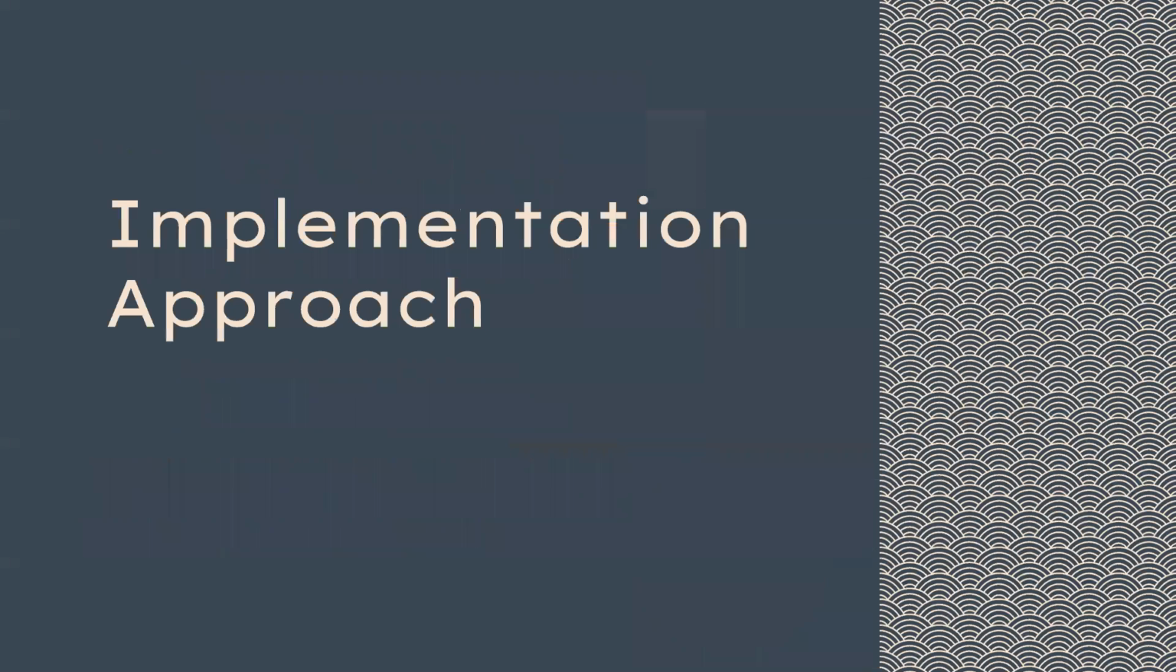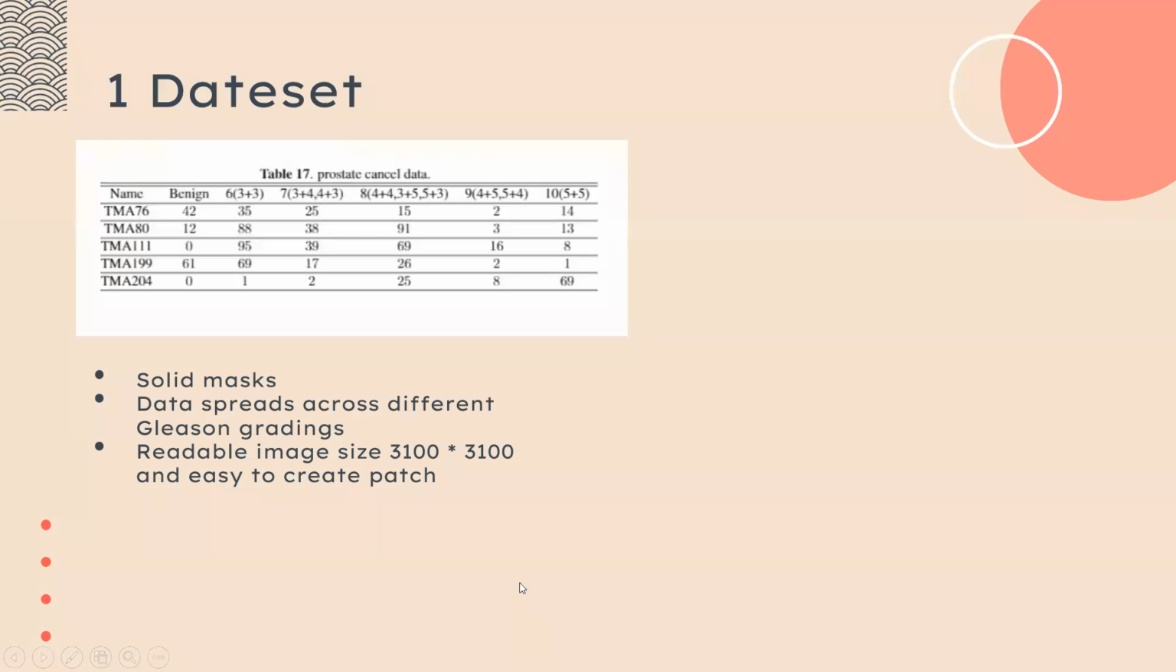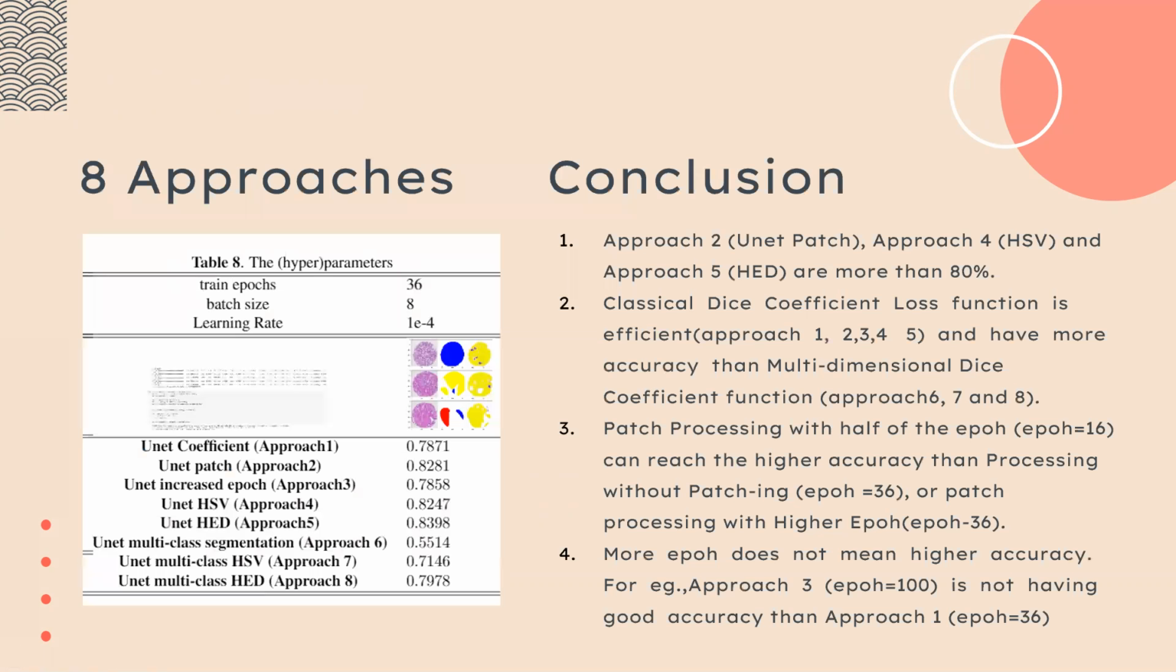So to get into it further, our implementation has three stages. First, the microscopic biopsy image goes through pre-processing, image enhancement and image augmentation. Then it will go through the specific model and different approaches to the segmentation. Our dataset is a public dataset of 888 images of 3100 by 3100 pixel size. So we process it and make it 256 by 256, and we run it through various models.